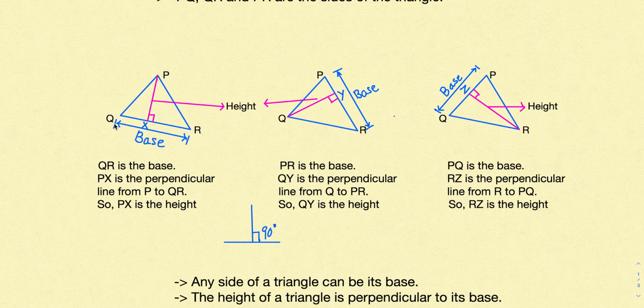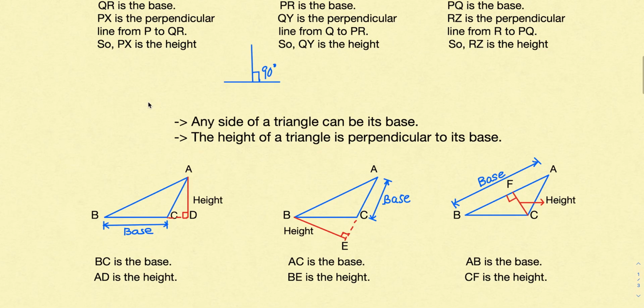So for this one, if QR is my base, PX has to be the height, right? Now for all these triangles, you can see all the height is inside the triangle, right? So we are able to draw the perpendicular from the point inside the triangle. But it might not be the case for all the triangles.